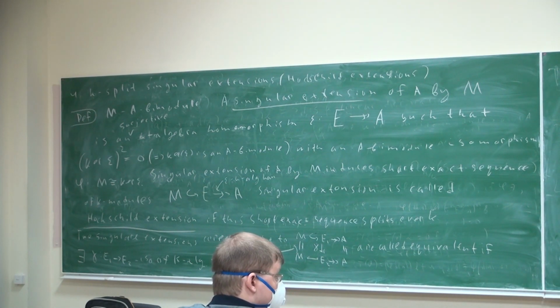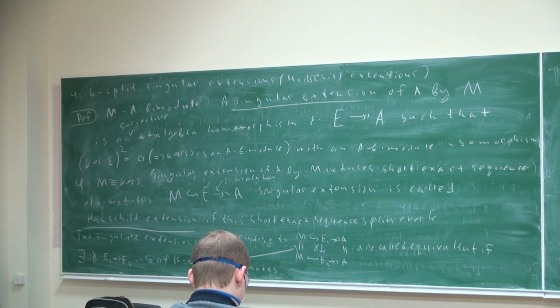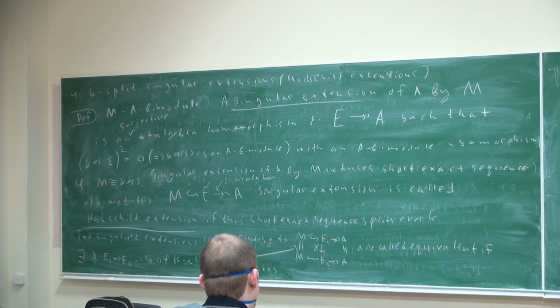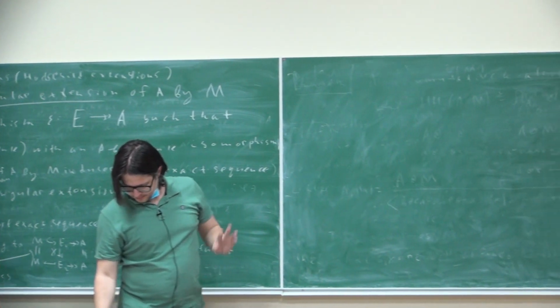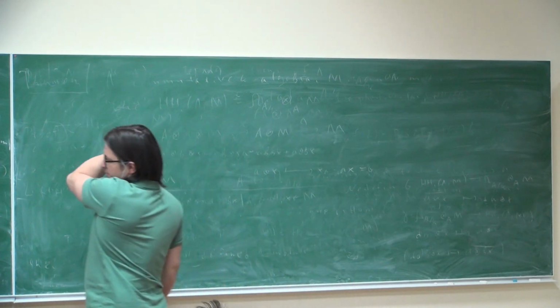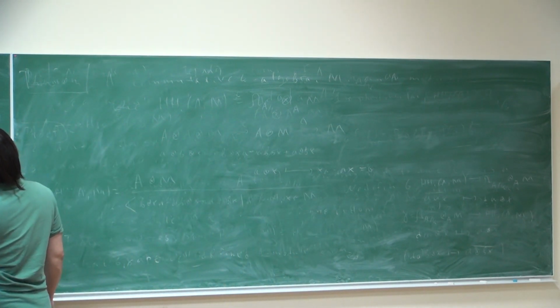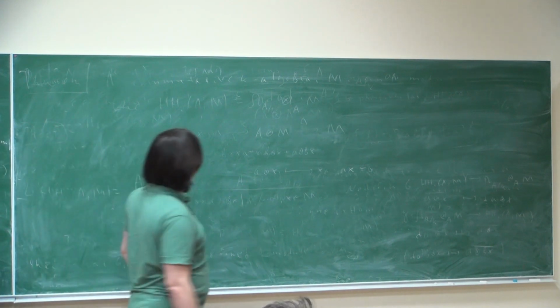So if K is a field, then of course Hochschild extension and singular extension are the same thing, because over a field any short exact sequence splits, and we will apply Hochschild homology to study extensions of our field. But for now, K can be any commutative ring, but we need this condition that the sequence splits as a sequence of K modules.